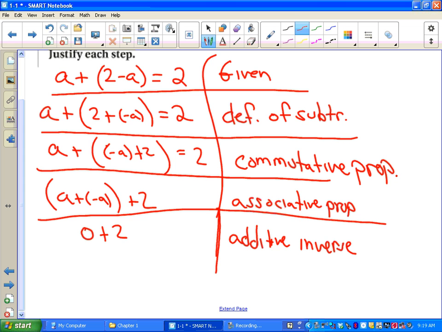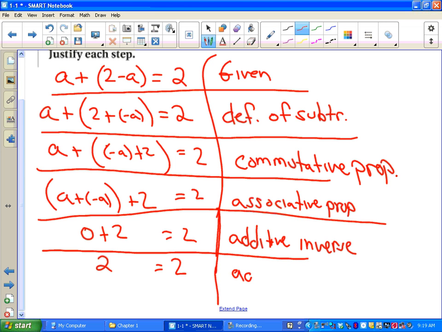And lastly, 0 plus 2 I know is equal to 2. Forgot to write equal to each step of the way. And that's because of the additive identity, which says 0 plus anything is always equal to that anything. And we're done. Kind of like a geometry proof. We won't see too many of those, but we should always know why what we're doing is legal.